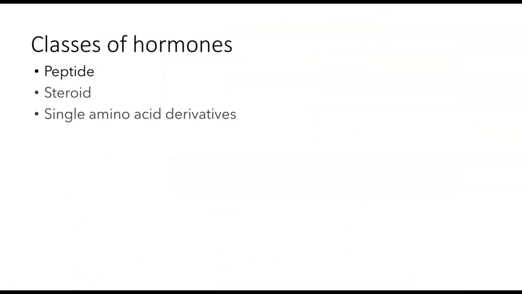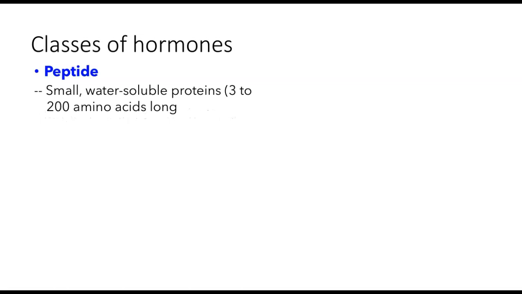There are a lot of different hormones, but we can break them into three broad classes: peptide hormones, steroid hormones, and then what I'll call single amino acid derivatives. Let's look at them one by one, beginning with peptide hormones. As the name suggests, peptides are small, water-soluble proteins. They can be as short as 3 amino acids in length or as long as about 200.